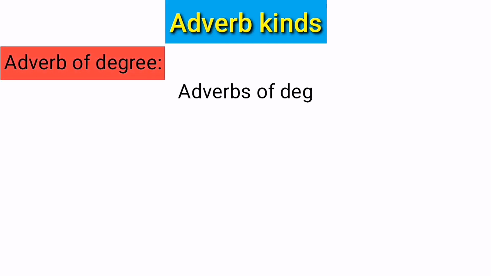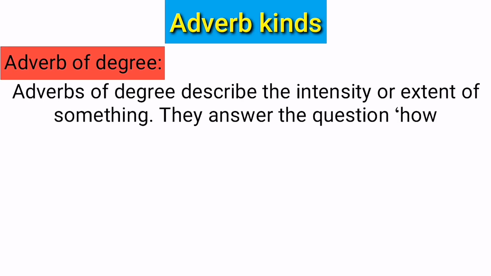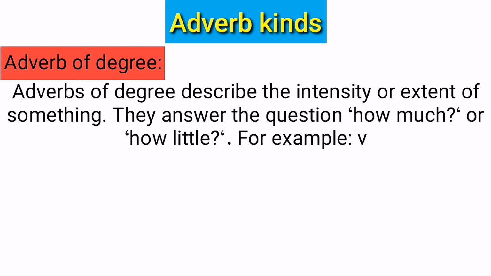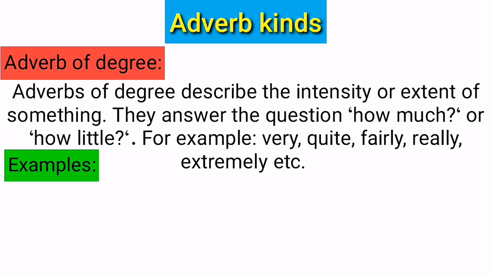Adverb of degree. Adverbs of degree describe the intensity or extent of something. They answer the question, how much, or how little. For example, very, quite, fairly, really, extremely, etc. For example, she is very smart. The adverb of degree very modifies the adjective smart, which means that it tells us how smart she is. The adverb very intensifies the meaning of the adjective, so we know that she is very intelligent.